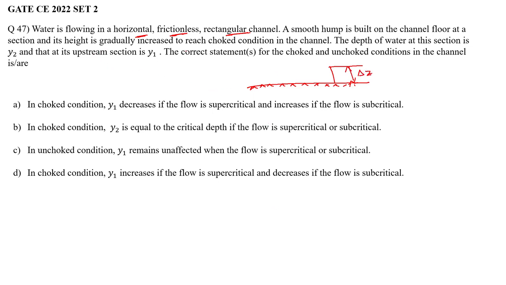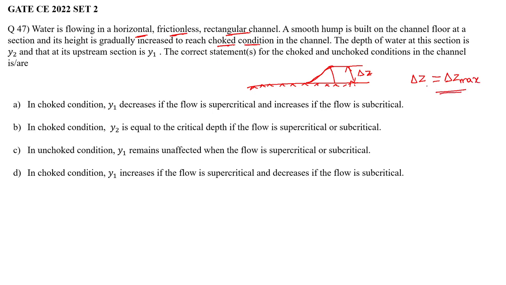And its height gradually increases to reach, sorry, this is not a sudden increase. They have built it in such a way that the height is gradually increased to reach a choked condition. Kindly remember the choked condition. The choked condition means delta z is equal to delta z max.